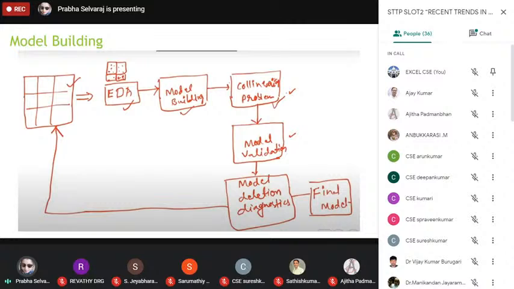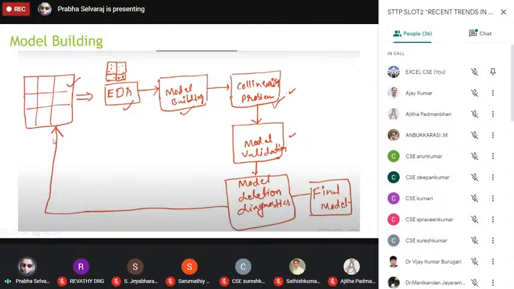Now in general, when I say model building, first you will be given a data set. The first thing you have to do is exploratory data analysis. All the data pre-processing should be done so it is ready for building the model. Once you build the model, you have to check whether any collinearity problem is there. If it is, you have to remove that collinearity problem and then validate the model. If you want to delete anything based on the diagnostic, you delete it, do all the analysis and train again, and if it is perfectly fine, then you finalize the model. So these are the steps involved in building the model.